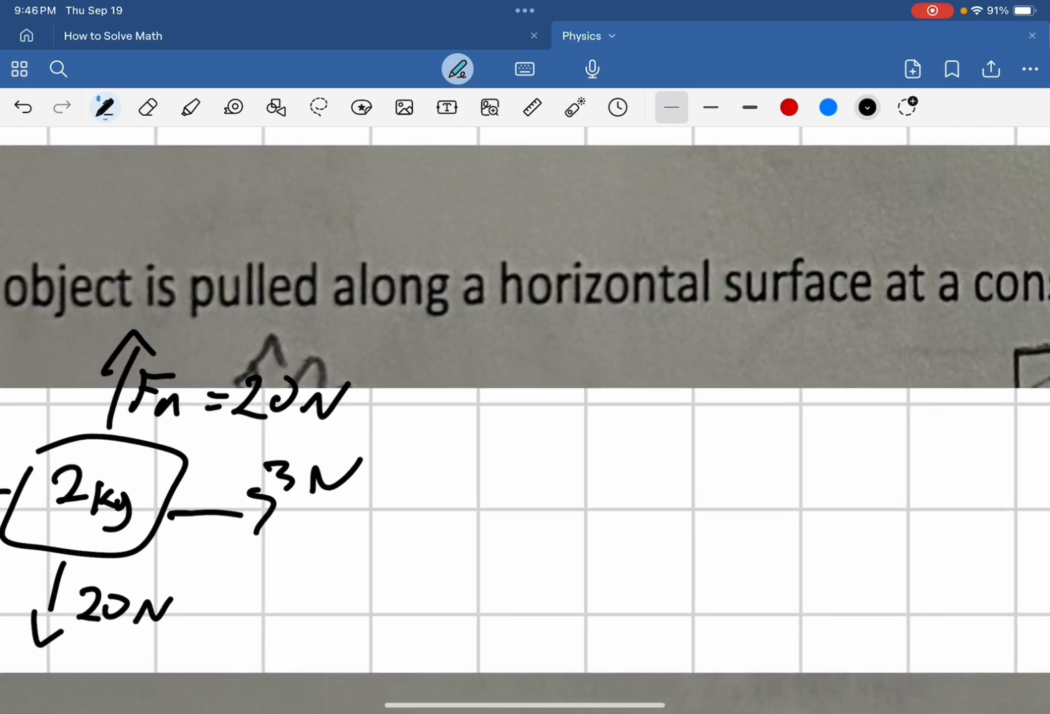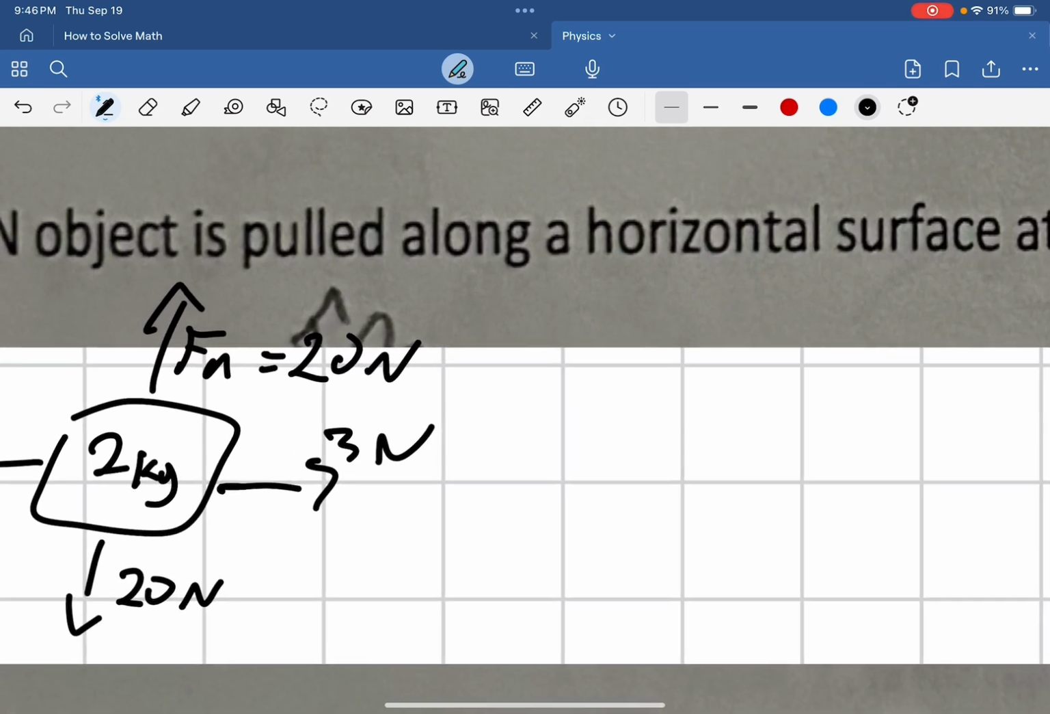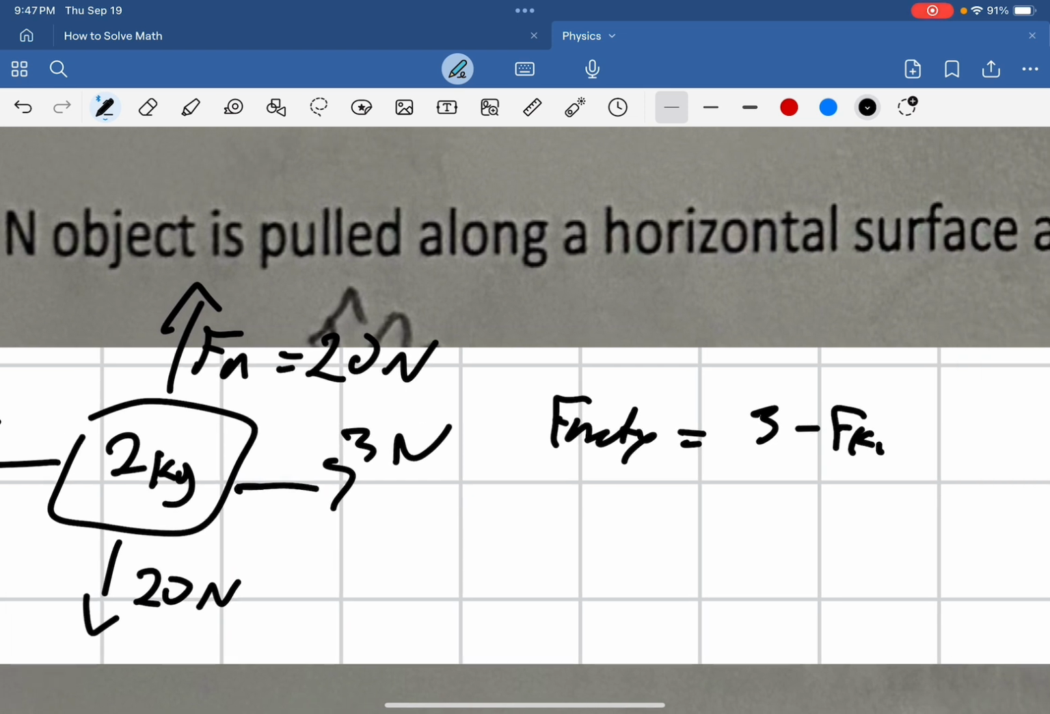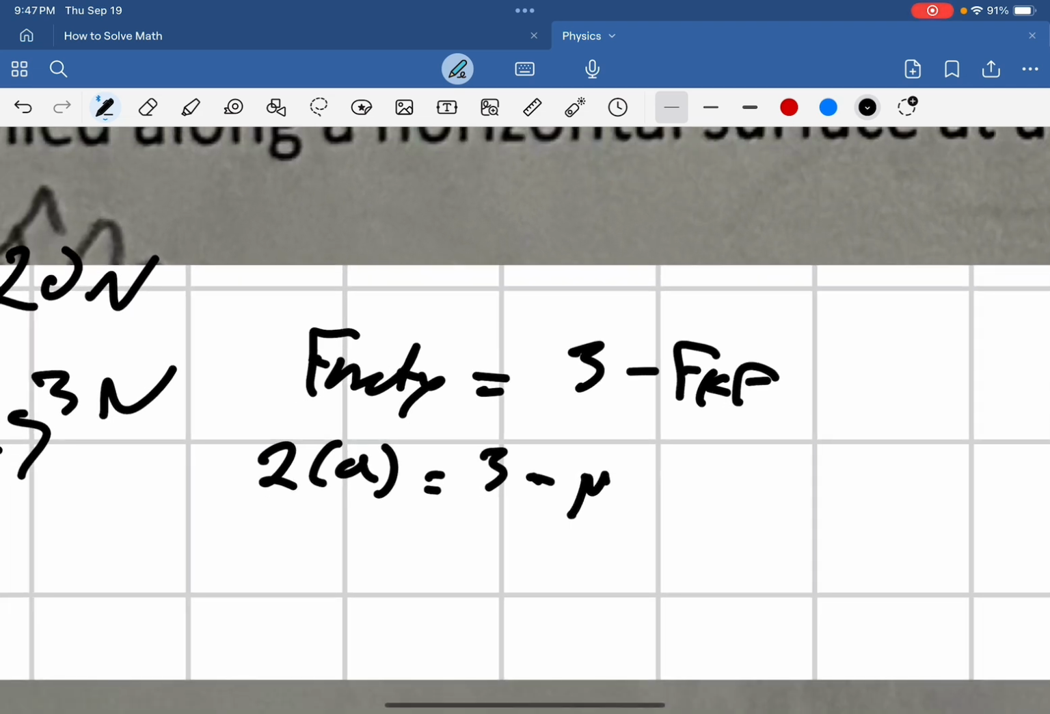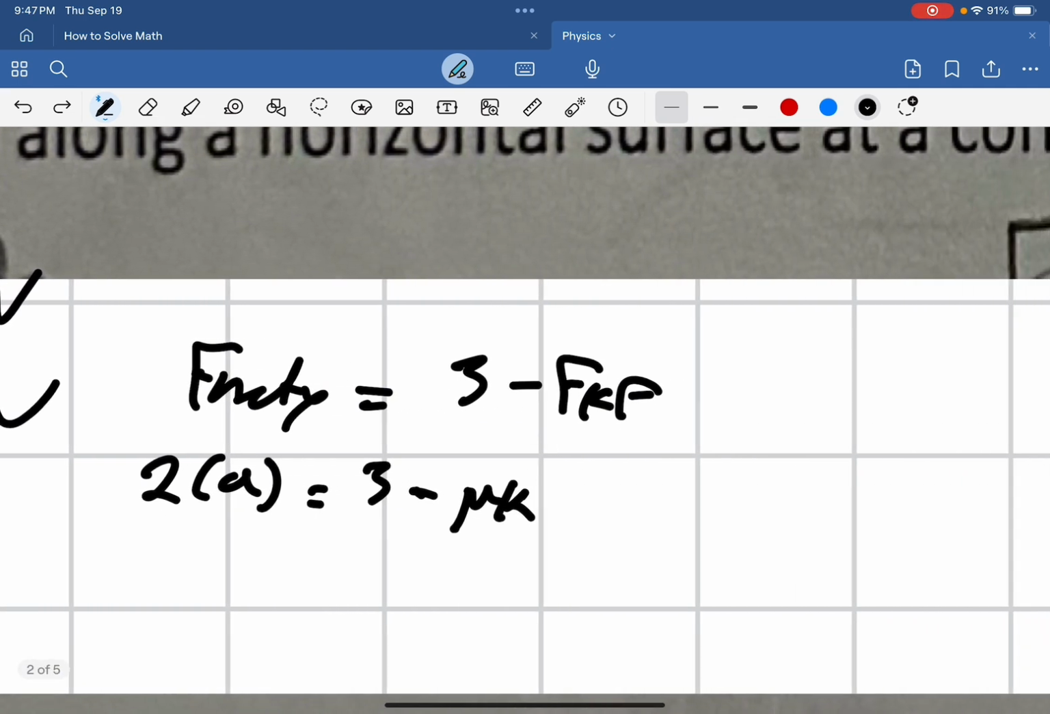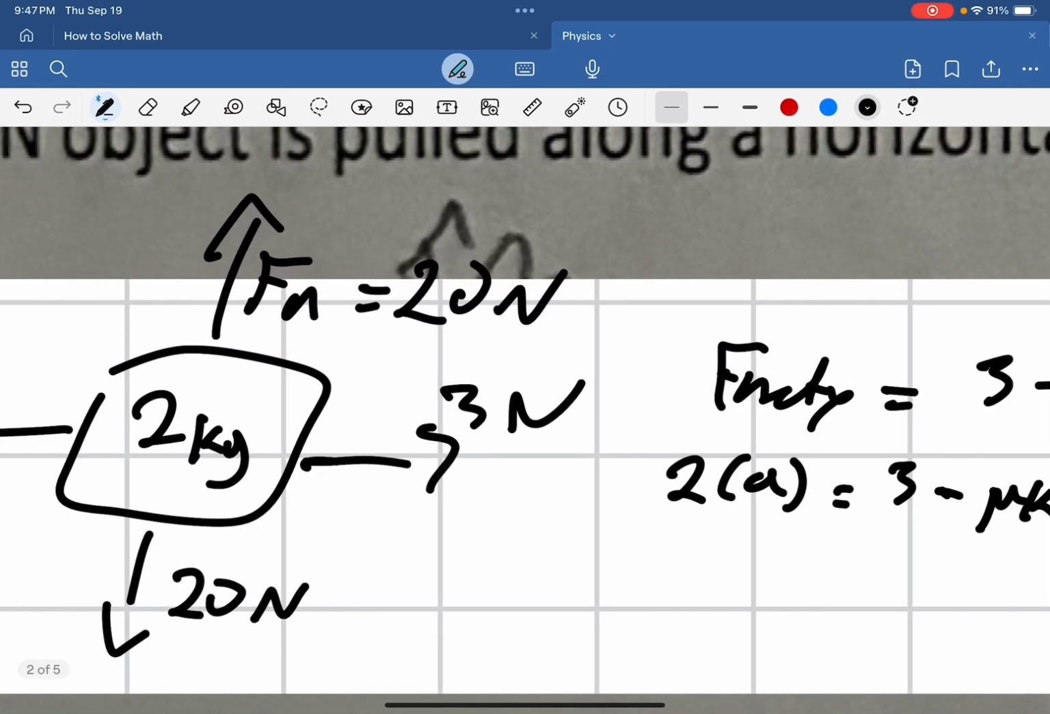Anyways, we know that F net of x is going to equal 3 minus FKF, and we know that F net is equal to mass times acceleration, so it's 2 times a is equal to 3 minus, and I'm going to write out FKF into its separate units. We have mu k times Fn, which in this case is mass times 10, so it's going to be uk times 20, right?